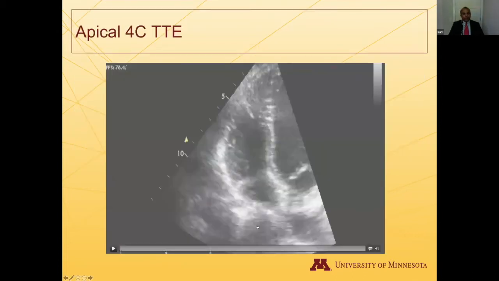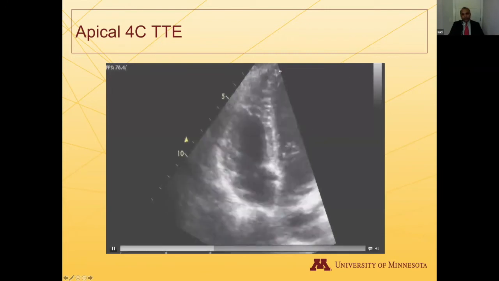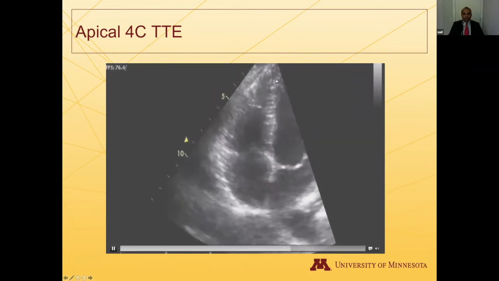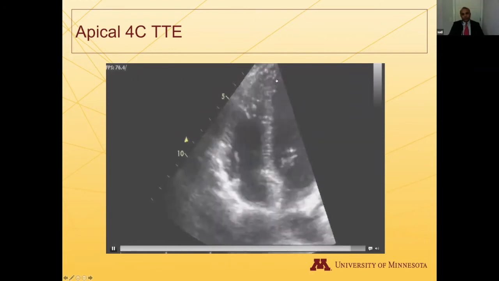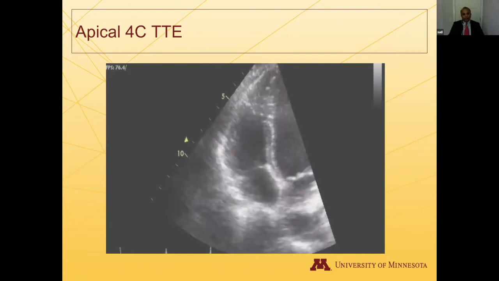Now, this is a TTE. I put this up here because it demonstrates the apical characteristics of the right ventricle. If you see here, this is a normal right ventricle. Even though the apex of the LV is not very clear, you can see the right ventricle meets the left ventricle about two-thirds of the way, and the left ventricular apex is almost completely formed by the left ventricle.